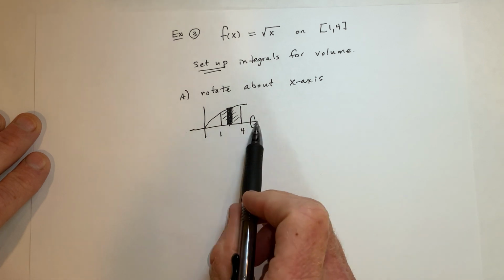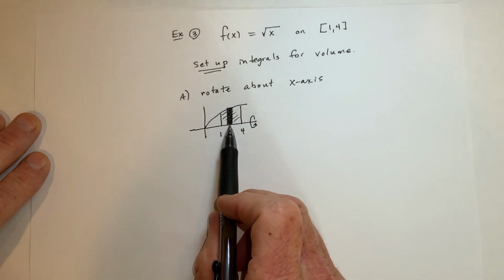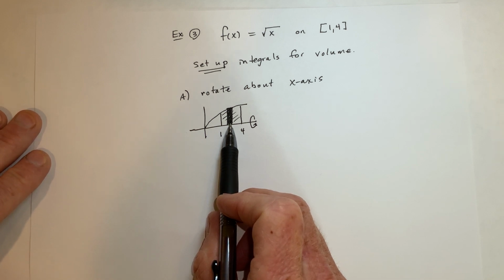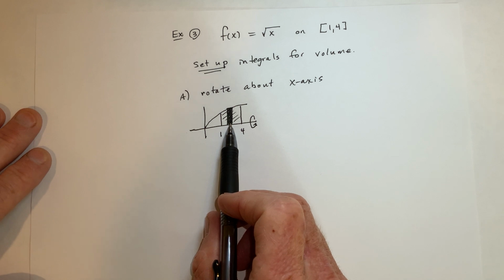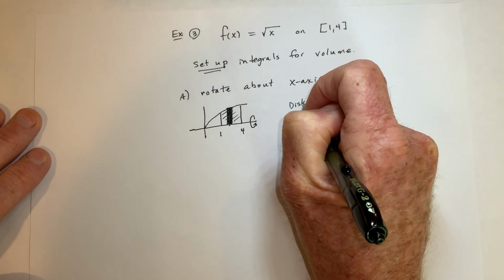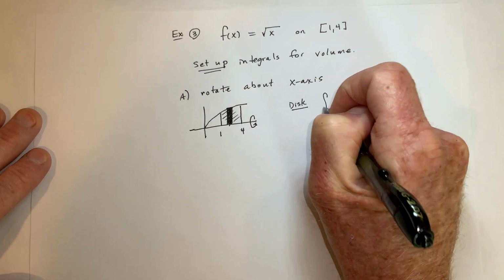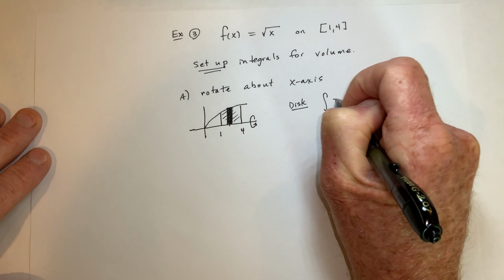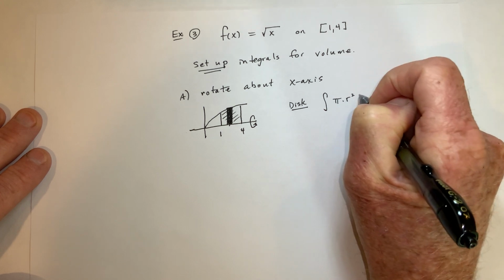So when the axis of rotation and the representative rectangle are perpendicular, then that is the disk method, or it could be the washer method. But this one has no gap in it, so it's not the washer, this is the disk method. And for the disk method, the formula is integrate pi r squared.